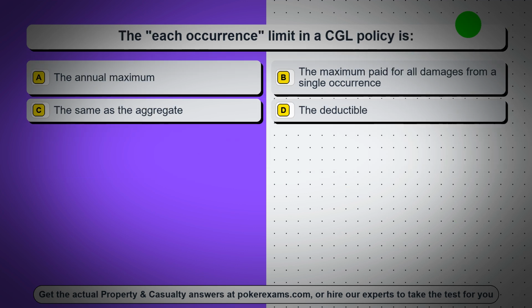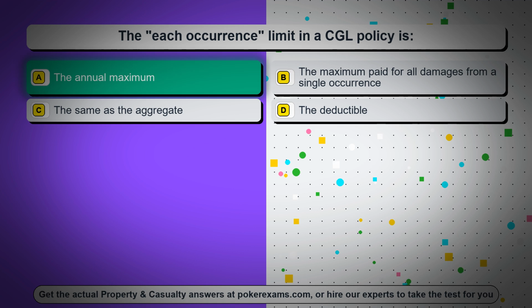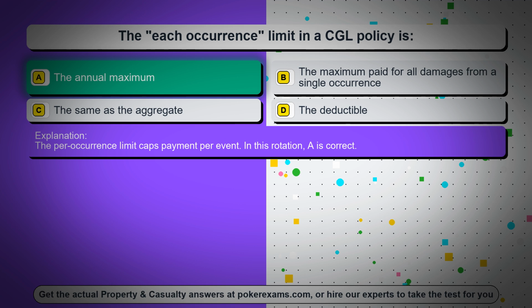Question 84. The each occurrence limit in a CGL policy is: option A, the annual maximum; option B, the maximum paid for all damages from a single occurrence; option C, the same as the aggregate; option D, the deductible. The correct answer is option A, the annual maximum. The per occurrence limit caps payment per event. In this rotation, A is correct.